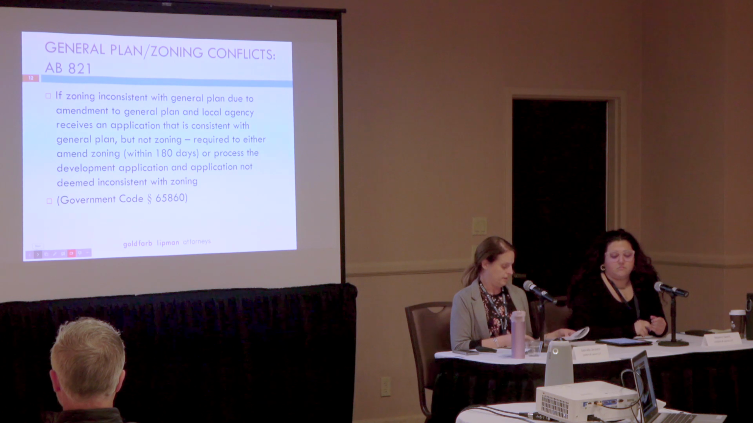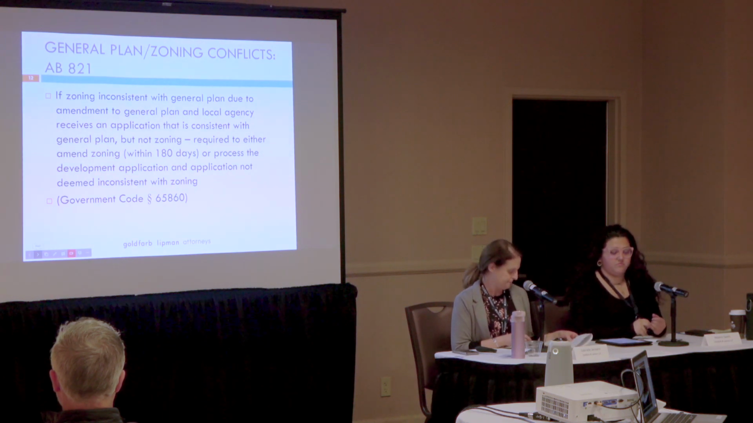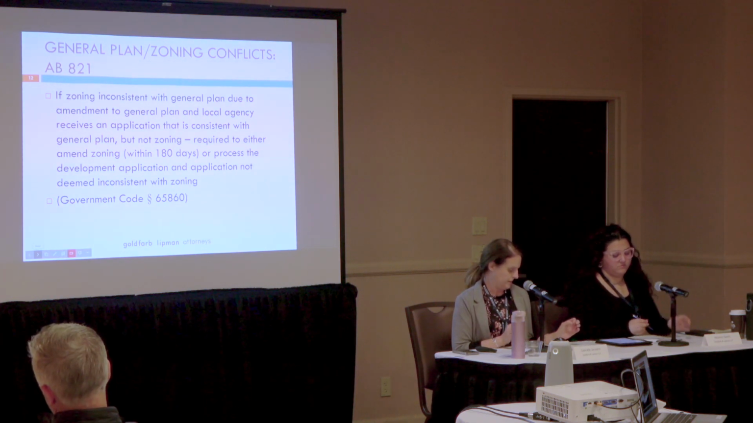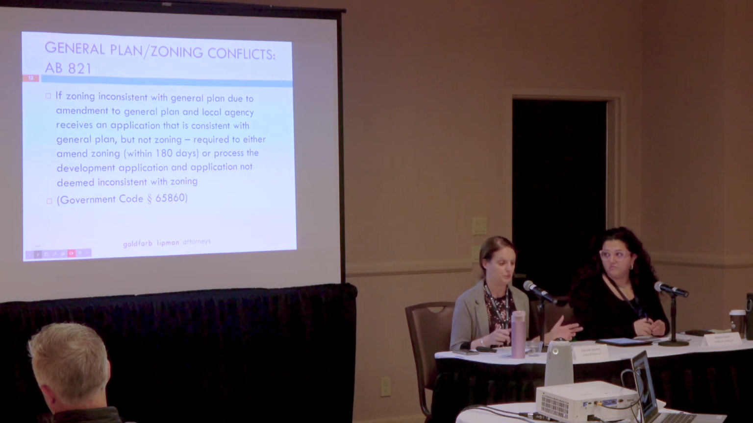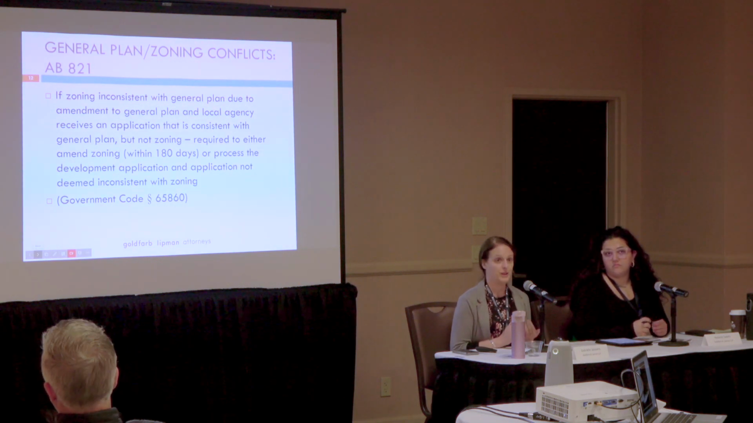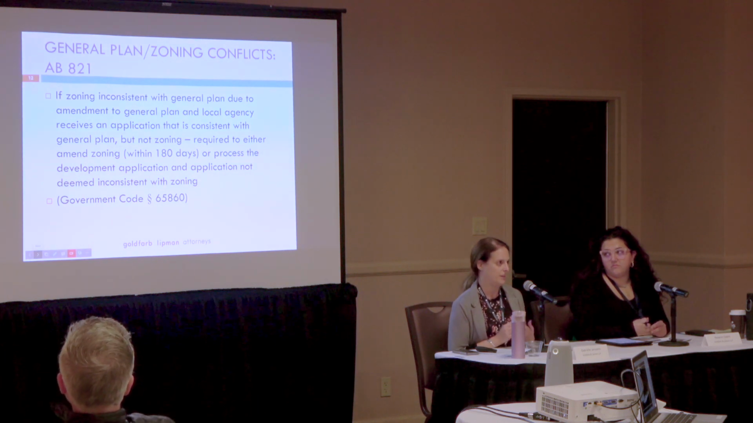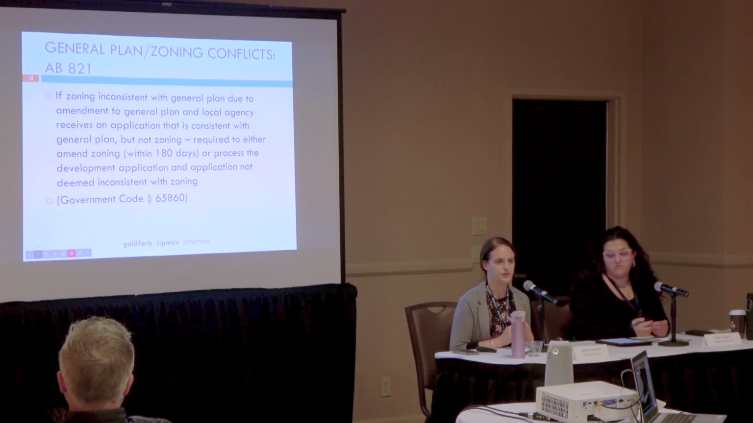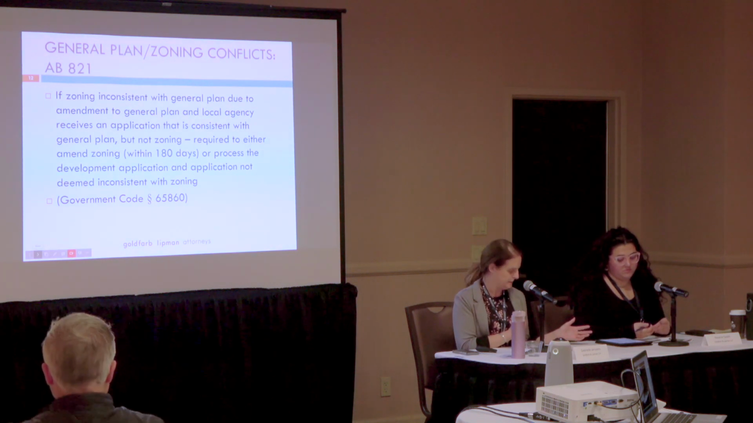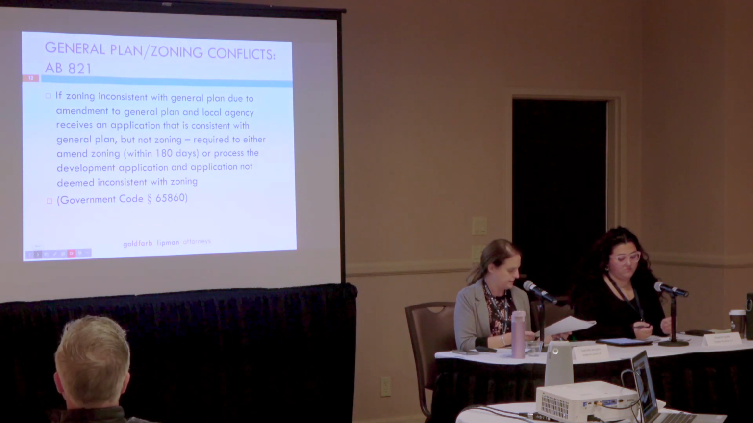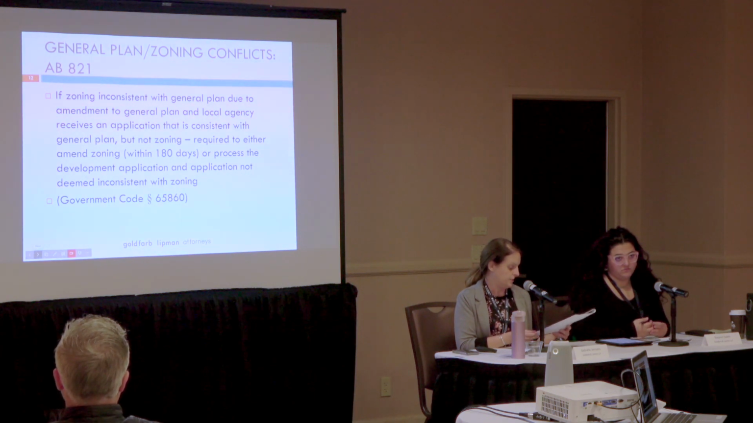General plan and zoning consistency. This is like the overarching concept in land use planning: your general plan and your zoning need to be consistent with each other. Of course, that sometimes doesn't always happen, like a zoning amendment might occur or a general plan amendment might occur, and then a change in the other document doesn't happen right away. So this law is intended to address what happens when a zoning ordinance is not consistent with the general plan.